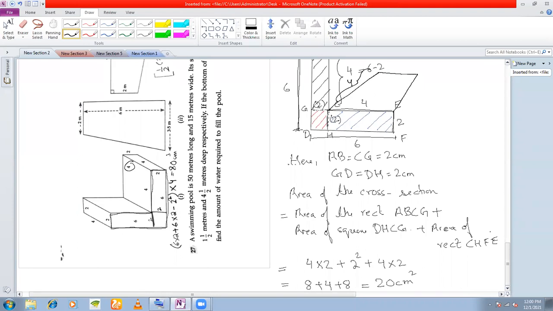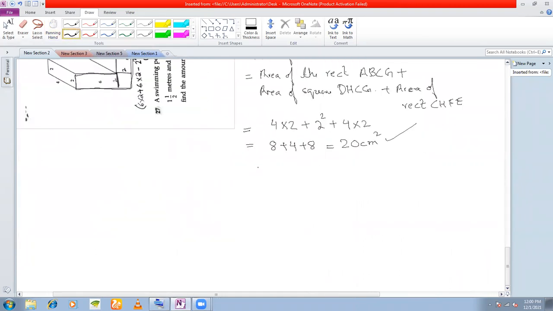So what is the area of this figure? Area of cross section into length. Area of cross section we have already found out, and the length is 4. Hence the volume is 20 into 4, which is 80. Hence the volume of the figure is equal to area of cross section into length or height.